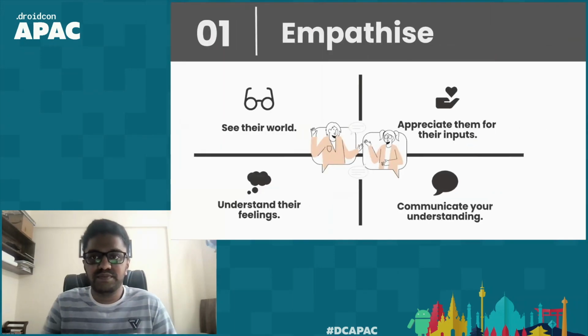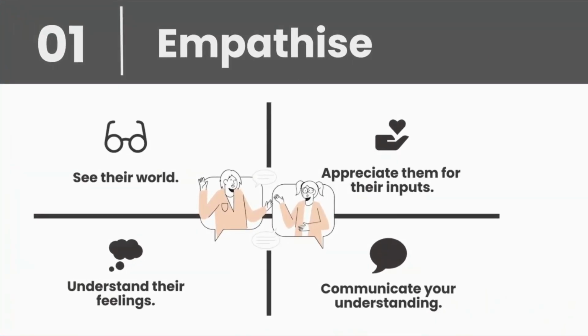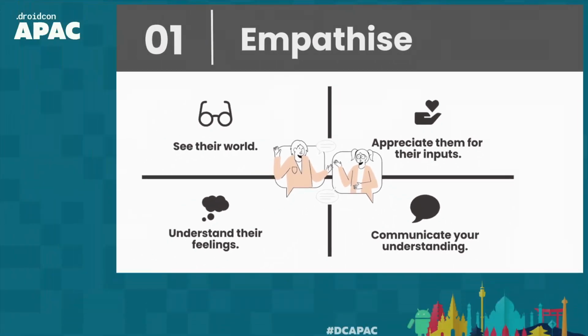So moving on to the first stage, which is empathize. With empathize, the idea here is that you see the user's world, and then you appreciate them for their inputs. You try to understand their feelings. And once you understand their feelings, you also communicate your understanding of their feelings.